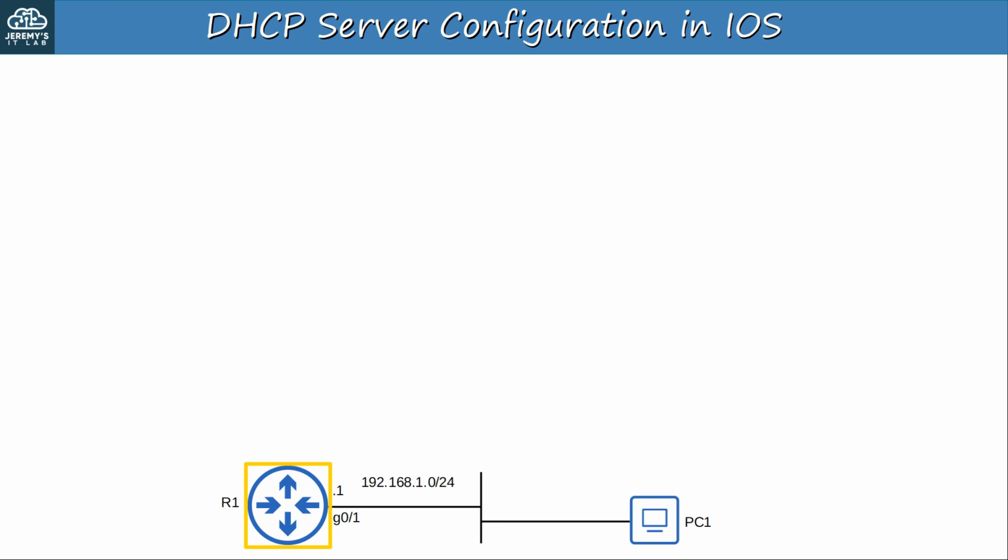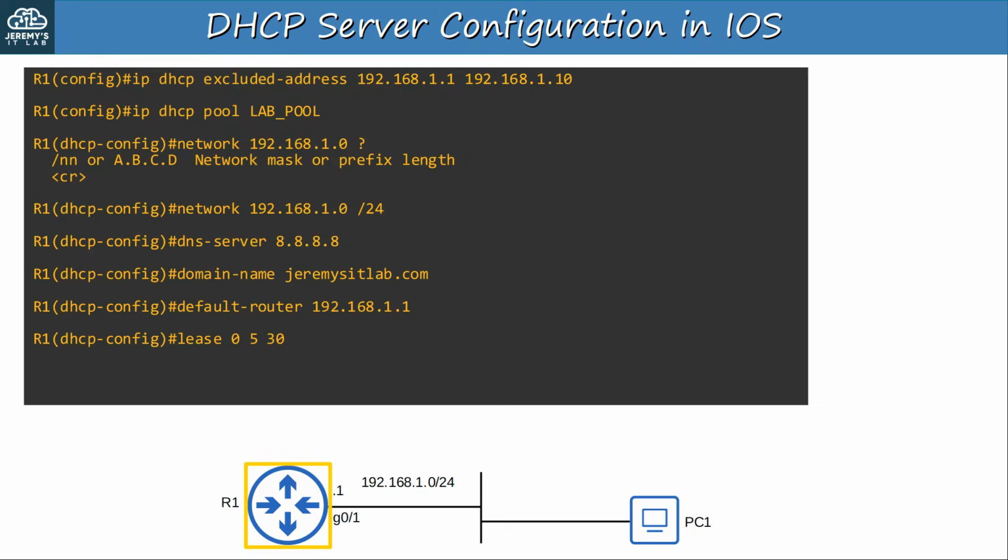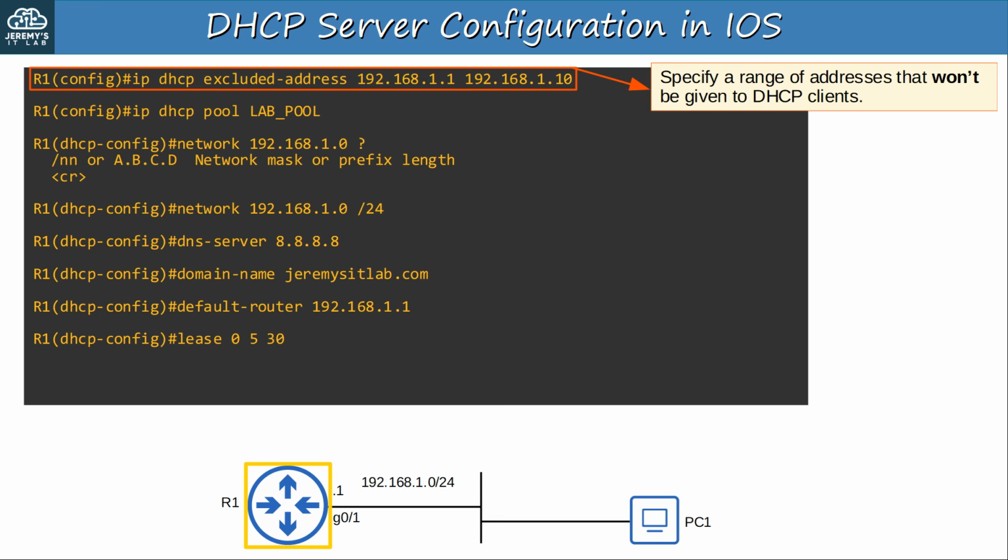So, let me show you how to configure a Cisco router to function as a DHCP server. Let's use these two devices here, R1 and PC1. Here are the commands. First up, you can use the ip dhcp excluded-address command to specify a range of addresses that won't be given to DHCP clients. These are addresses you want to reserve, perhaps for network devices or servers in the local subnet. The first address in the command is the low end of the range, and then the second is the top of the range. So this reserves all addresses from 192.168.1.1 through 192.168.1.10.